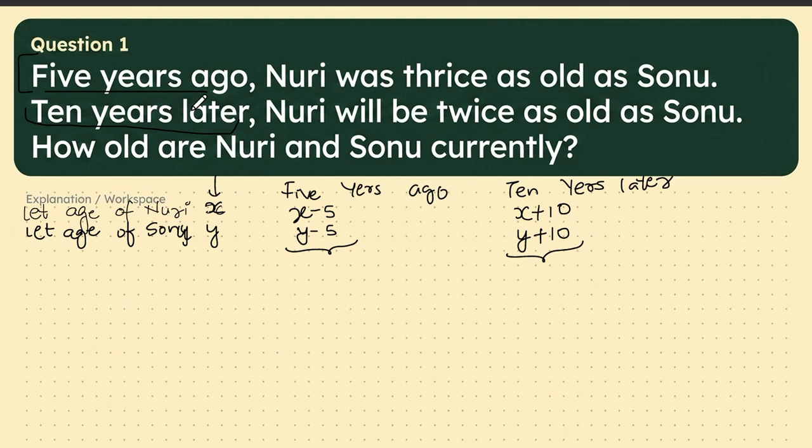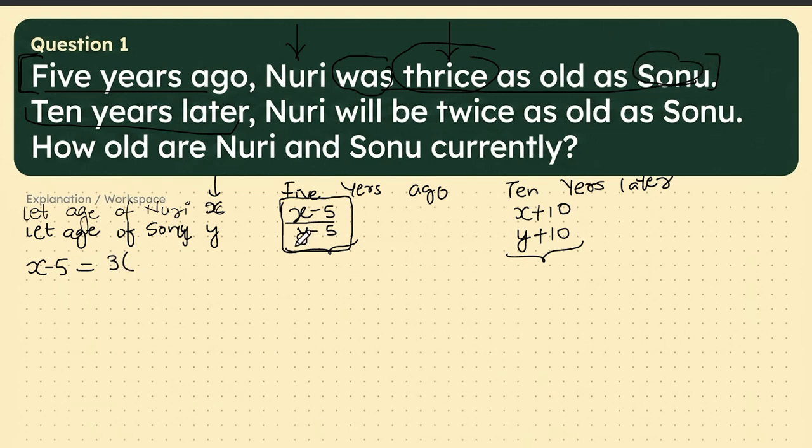Now make the equation one by one. So look at the first statement. 5 years ago, Nuri was thrice as old as Sonu. So by using the first statement, we'll find our first equation. 5 years ago means we have to consider these ages, x minus 5 and y minus 5. So first is Nuri. What is the age of Nuri? x minus 5. So we'll write x minus 5. Then was. So was will be is, that means is equal to. Thrice means 3 multiplied by, so 3 multiplied by, bracket, as old as Sonu.